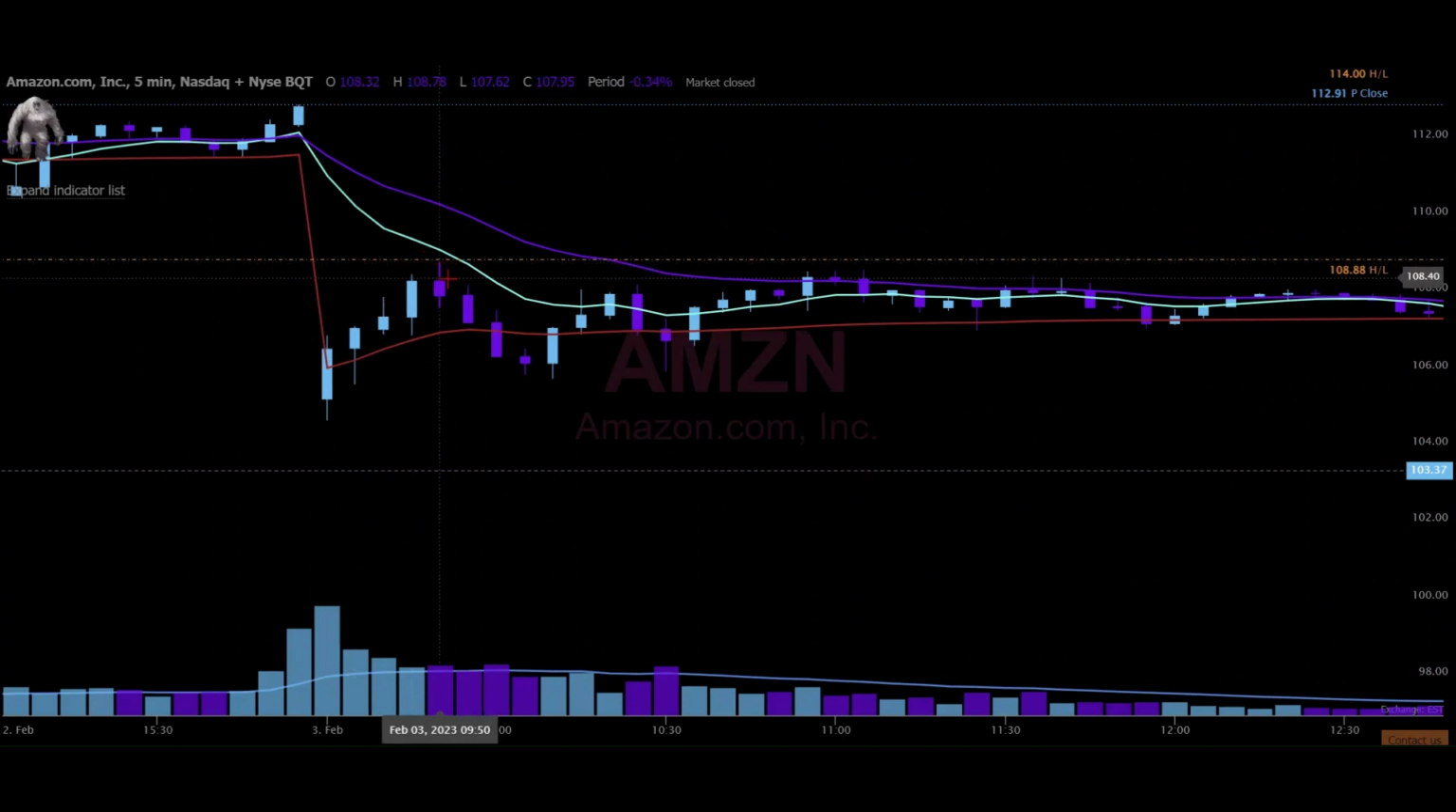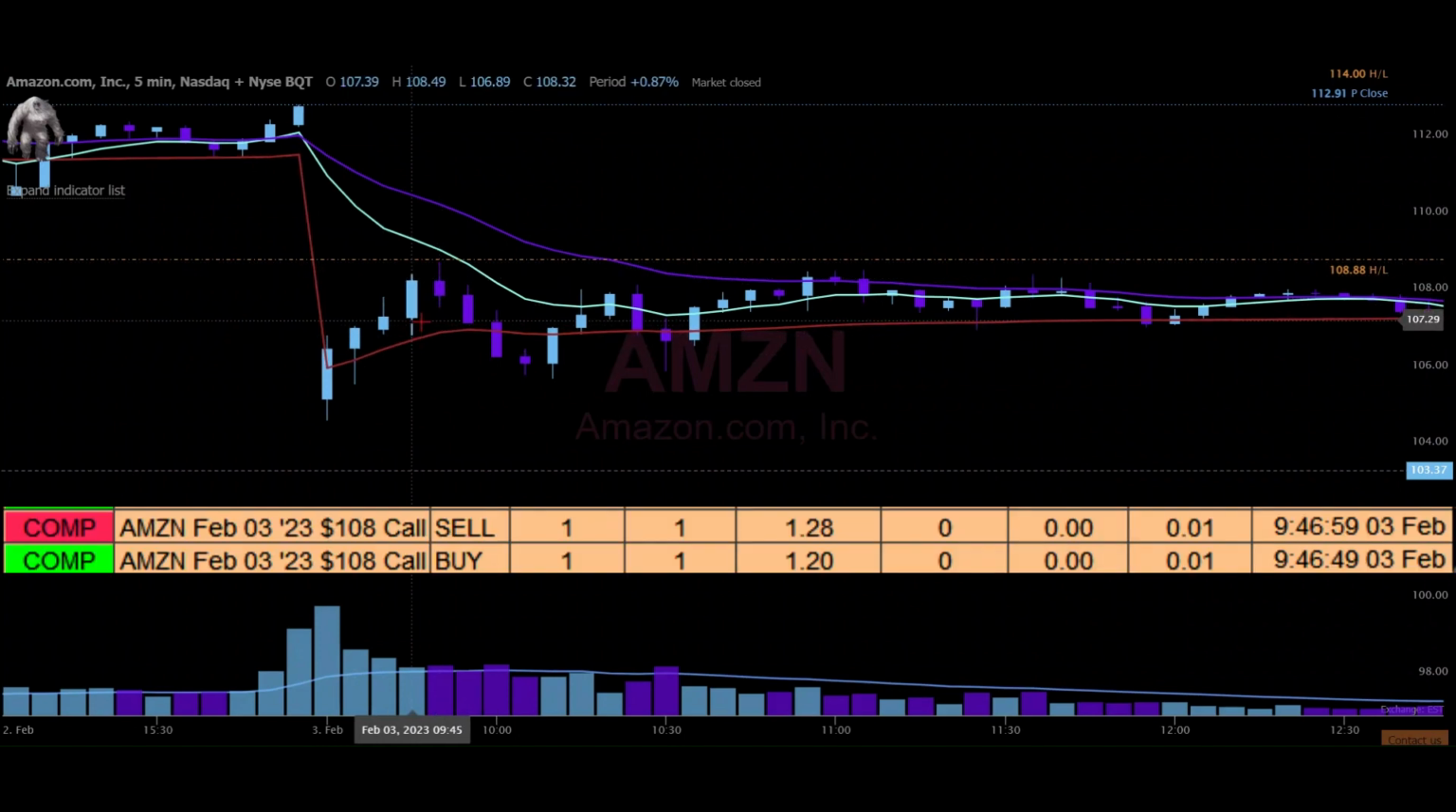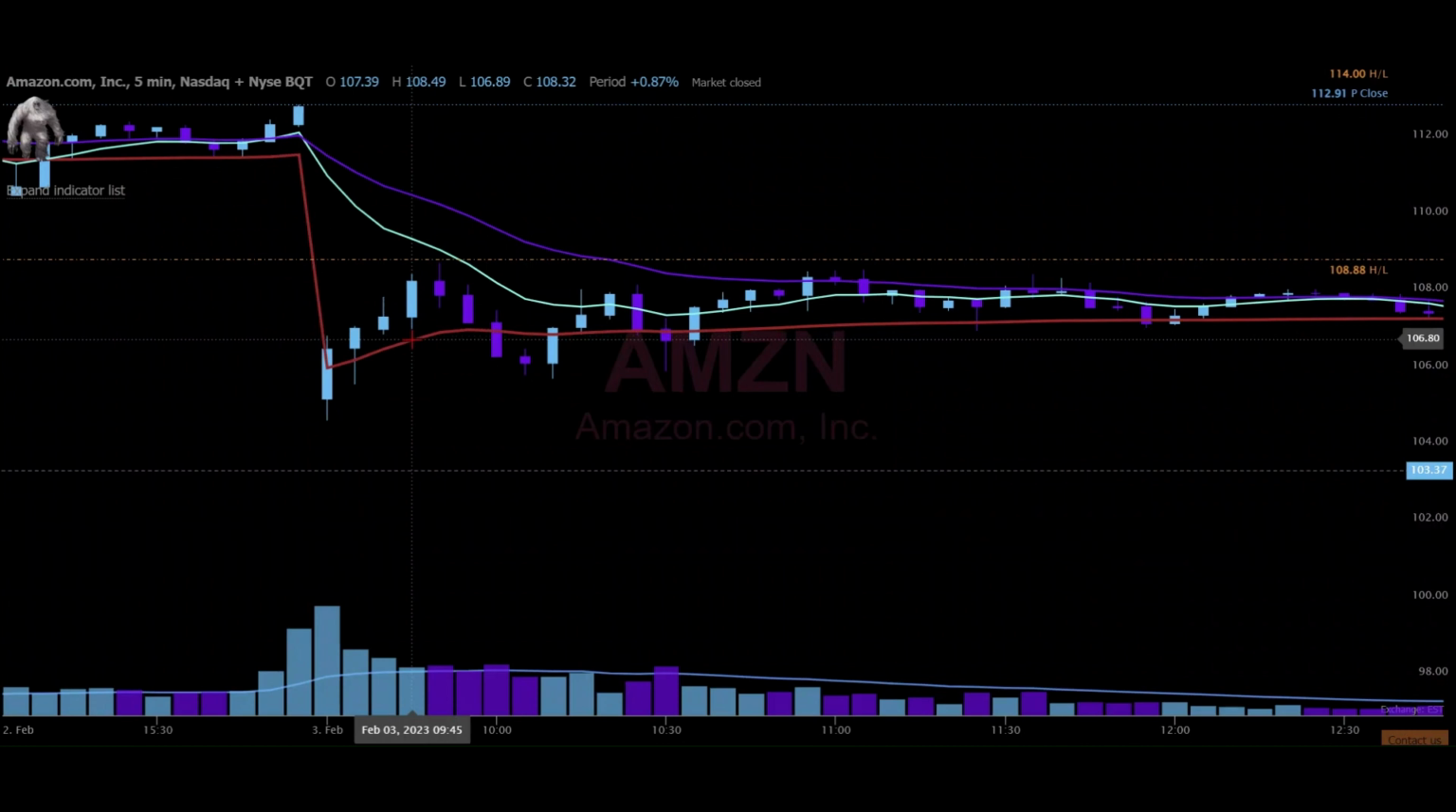So I entered today on Amazon at 9:46. So it was on this 5-minute candle. I went long on it, and we went not very long on this long. I entered at the VWAP here, and I cut it right here at the top of this previous candle. Real quick move, in and out, scalpy.